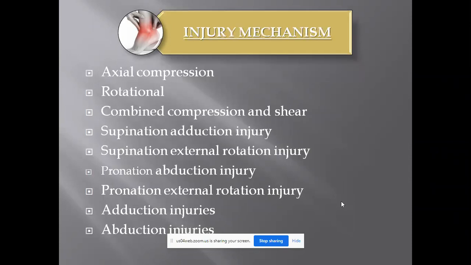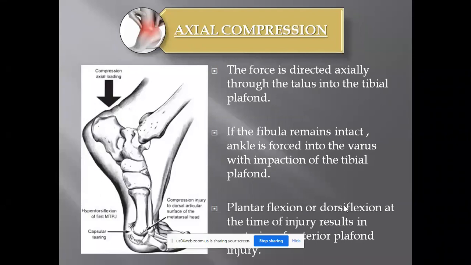There are various injury mechanisms. A few are defined very properly, and a few we can go through just as a point. We'll start with axial compression, rotational, combined compression and shear, supination adduction injury, supination external rotation injury, pronation adduction injury, pronation external rotation injury, adduction injuries, and abduction injuries. Many of them are minor injuries and many of them may cause a severe effect.